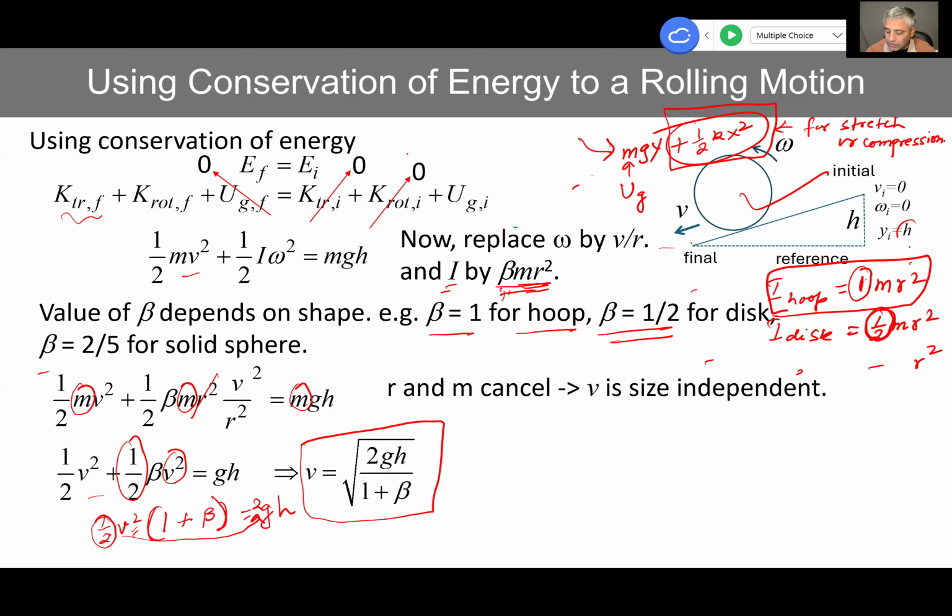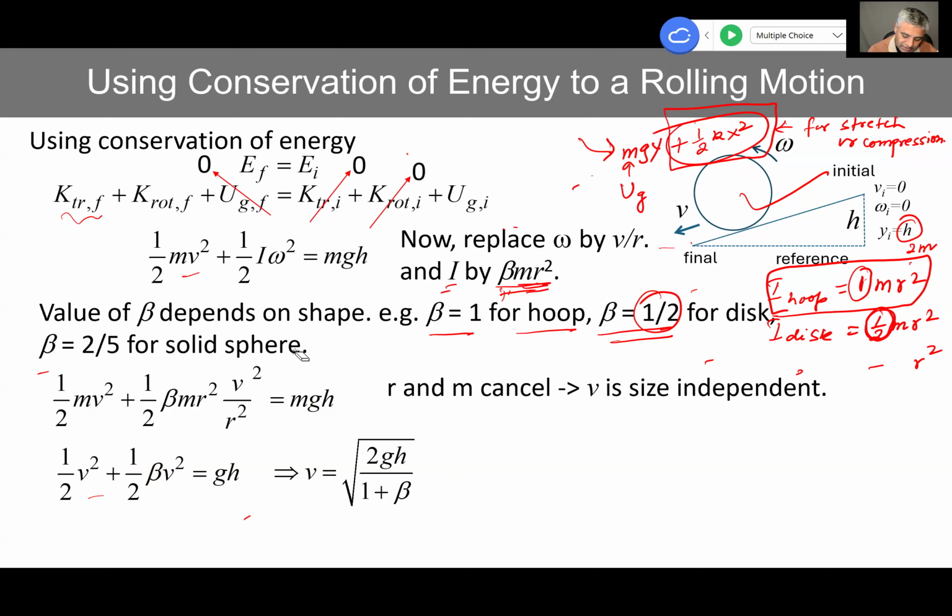So if the height is known, for example, let's say 2 meters, you can plug in that 2 meters here. And if you know the shape is, let's say hoop, then you replace this beta by 1. If you know the shape is disk, you replace this beta by half. And similarly, if you know it is a sphere, you can replace that by 2/5 or 3/5, depending on what kind of sphere it is. Okay, so that is velocity.